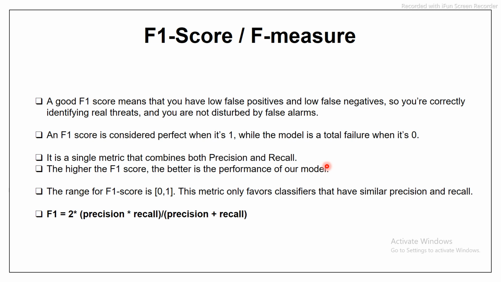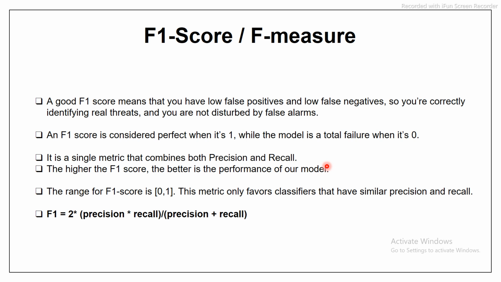So you are correctly identifying the real threats and you are not disturbed by the false alarms. F1 score is considered perfect when it's 1, while the model is a total failure when it is 0. It is a single metric that combines both precision and recall. The higher the F1 score, the better the performance of our model. The range of F1 score will lie between 0 and 1.